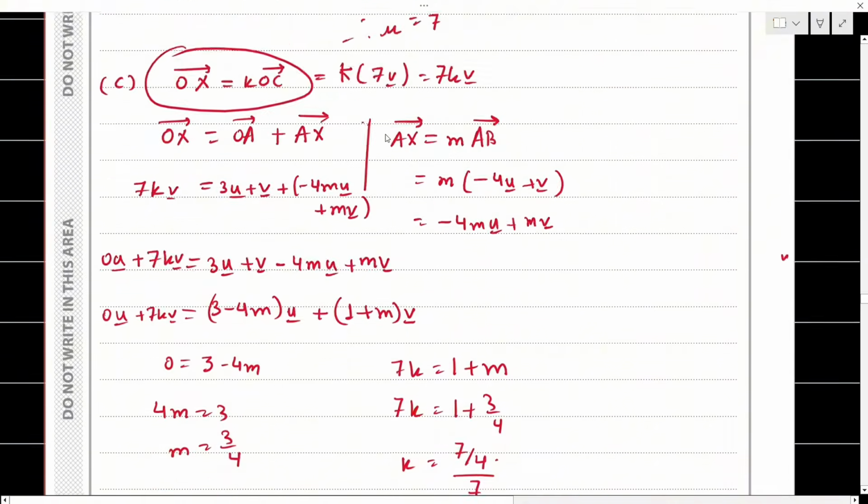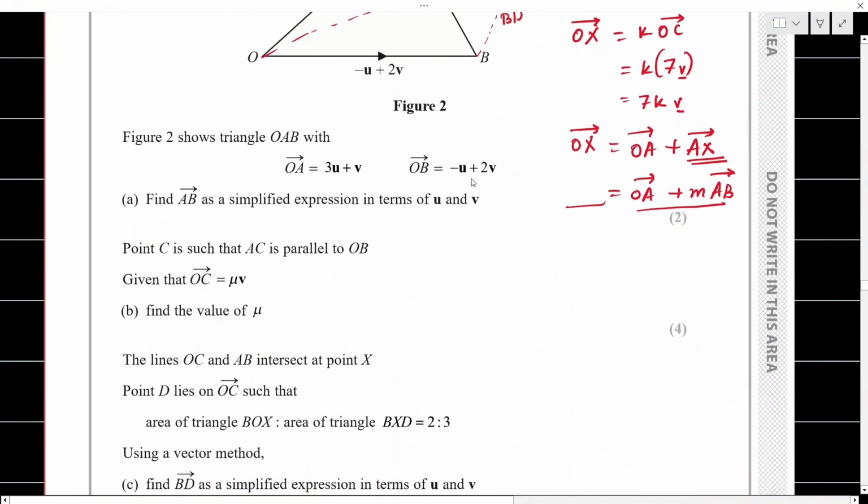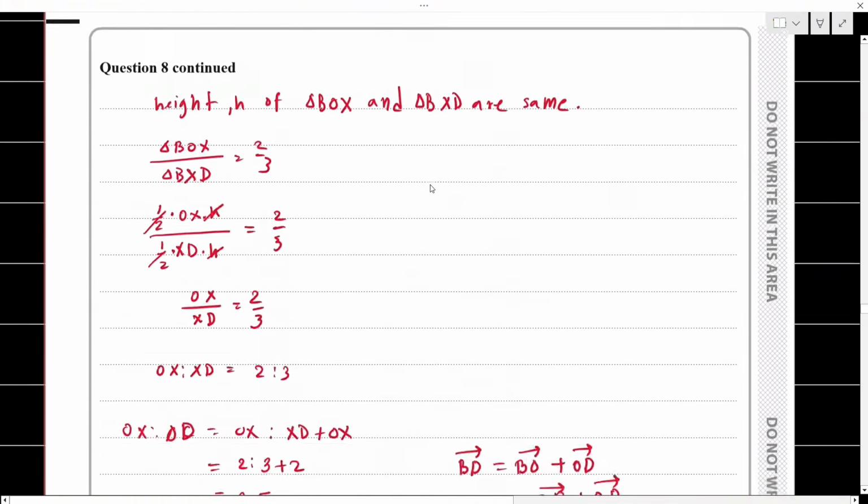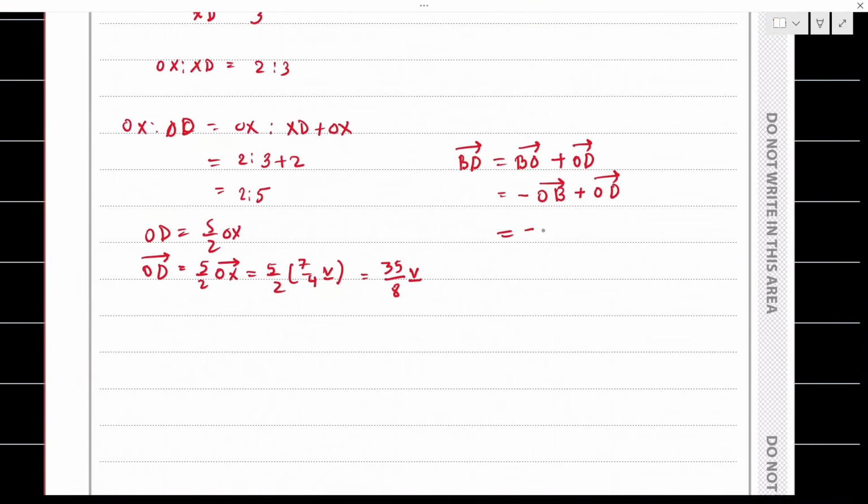Now OB is equal to minus U plus 2V as given in our question. So minus of minus U plus 2V plus OD. OD we know is equal to 35 by 8 V. Now simplifying this will give us 35 divided by 8 minus 2.